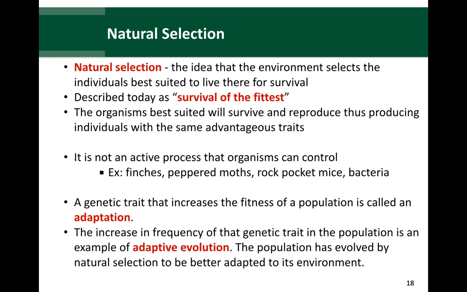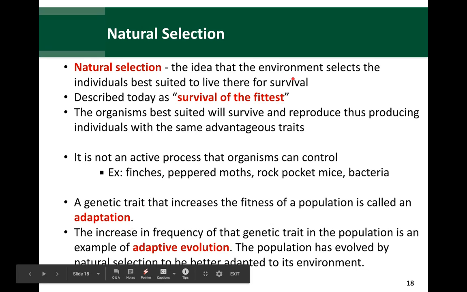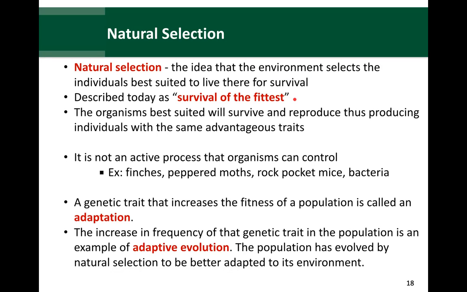So to summarize, natural selection is the idea that the environment selects. We sometimes hear it today as survival of the fittest. Therefore, those organisms that can survive and reproduce produce individuals with the same advantageous traits. Now, the organisms cannot actively control it. And I illustrated the example with finches.